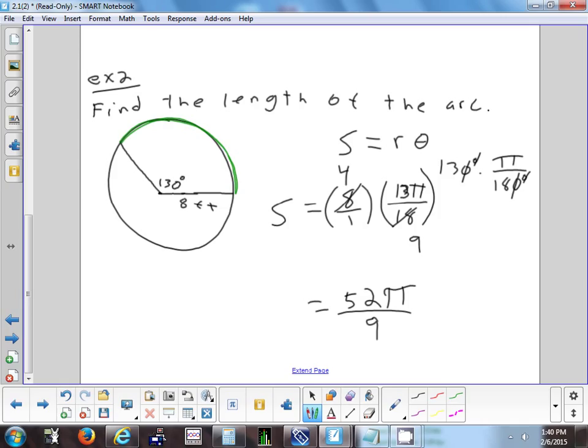Now again, let's look back at what we found. We found a length. What were my lengths in this problem? Feet. So it's 52 pi over 9 feet. Yes? If the numerator and the denominator were divisible, could you simplify it? Yeah, if I could reduce that more, I would, but in this case I can't. I did my reducing up front by 2. Any questions on that?